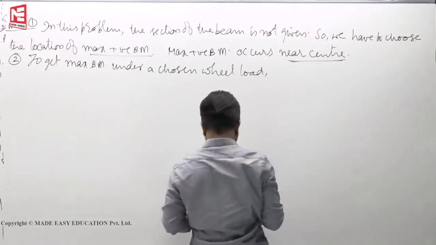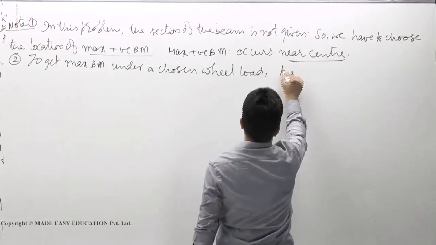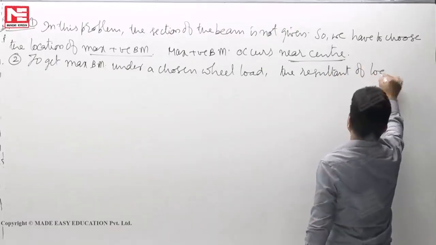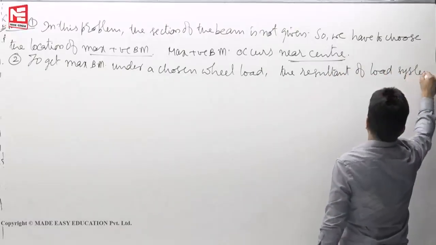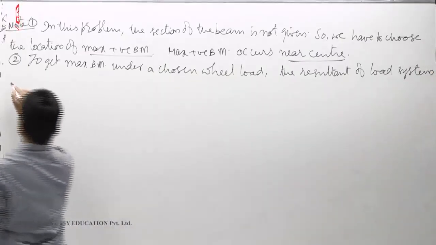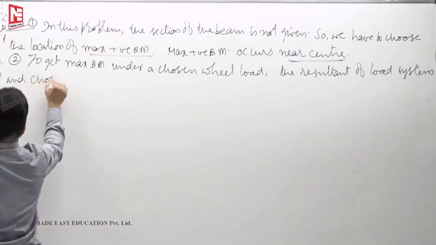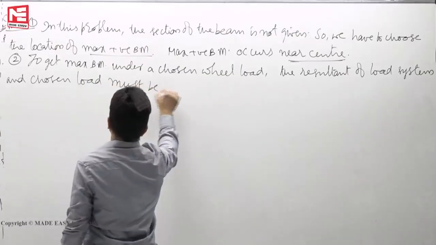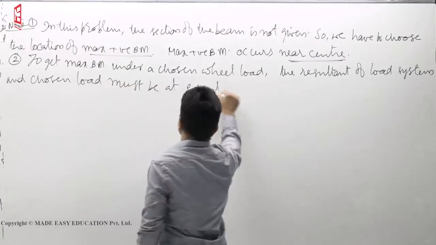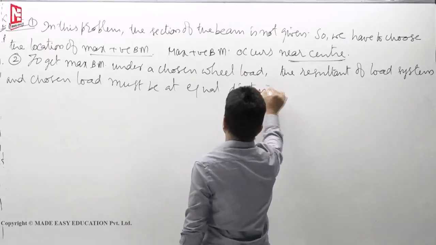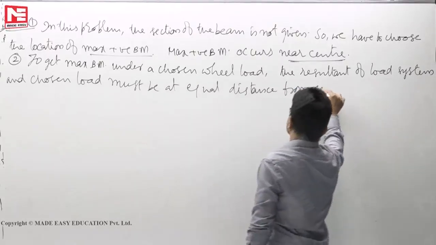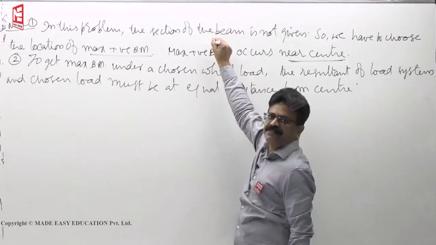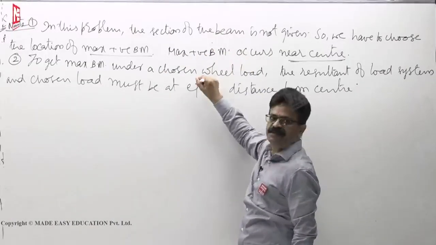Under a chosen wheel load, the resultant of the load system and the chosen load must be at equal distance from the center. This is the condition I have given. Since he didn't give the section having maximum moment, this is the condition you should get.